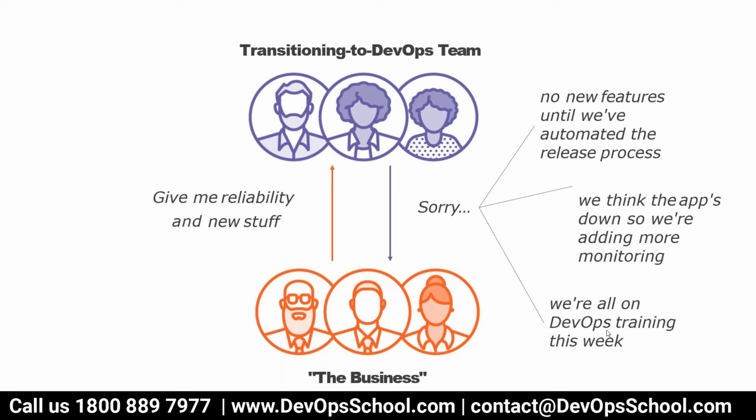So we cannot focus on the features right now, or maybe we think the app's down, so we are adding more monitoring and stuff like that, and maybe some DevOps training is required, because in DevOps everyone has to share the resources, skill set, and many things. So lots of training happens, right? So that is one of the challenges which we have with DevOps.